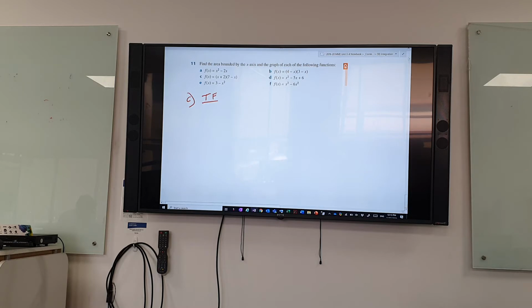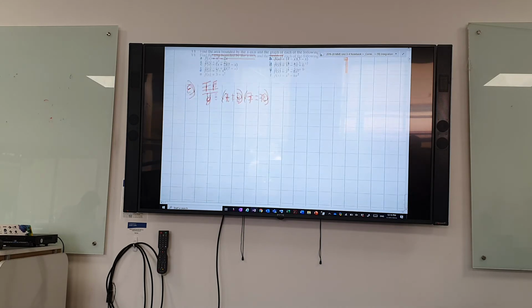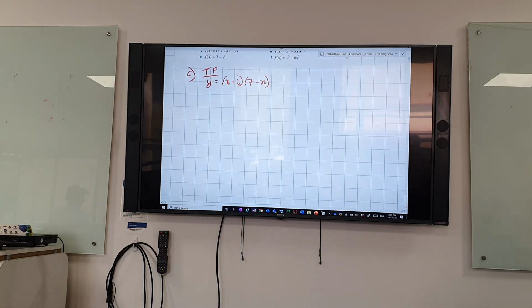So tech free. We've got to find the area bounded by the x-axis and the graph. So first thing we've got to do is draw it, haven't we? We really have. So to draw something, we have y equals, you can put f(x) if you want to, by the way. What's the first thing we do? We're going to draw something, always. Always. We find intercepts. Find x and y intercepts. So let's do the x-intercept at y equals 0.